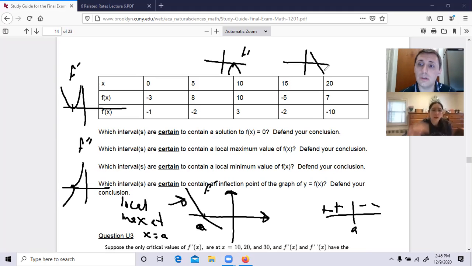So the answer to which intervals are certain to contain an inflection point on the graph y equals f of x would be 5, 10. So 5 and 10. Okay, so here you say the derivative had to cross 0, right? Between 5 and 10, it was negative, had to equal 0, and become positive.